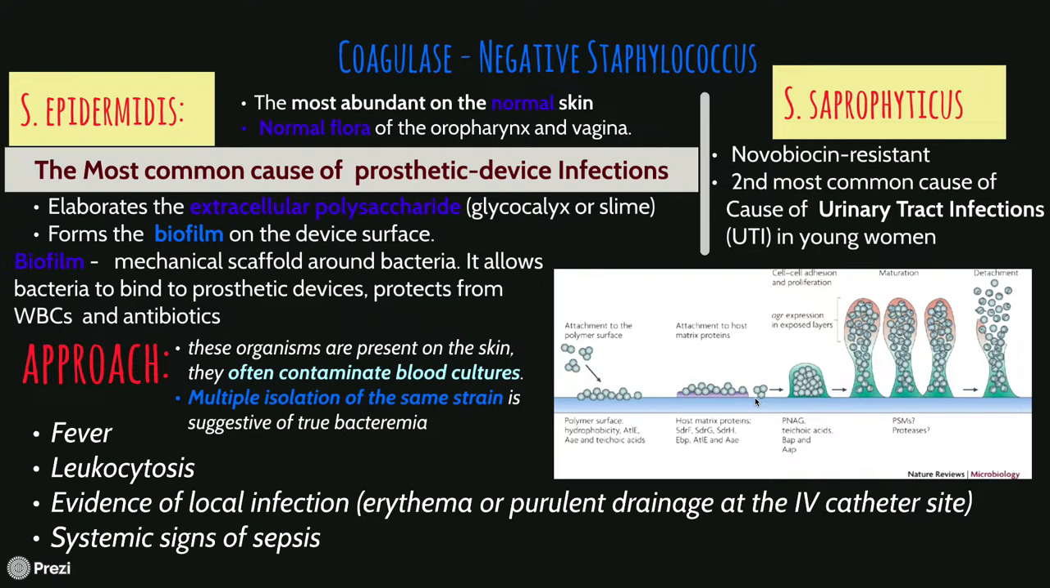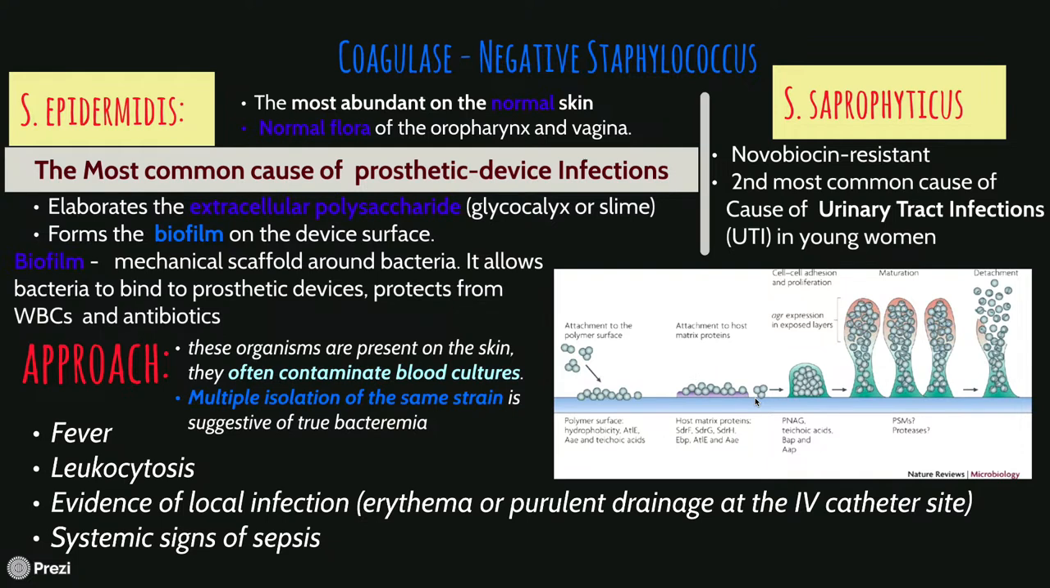So now here you see coagulase negative staphylococcus. There are lots of them. So catalase positive, coagulase positive was just one, Staphylococcus aureus. We kind of talked about the major things about it. Now we are in the other group. Coagulase is the enzyme that turns fibrinogen into fibrin. Thus, its absence makes them coagulase negative.